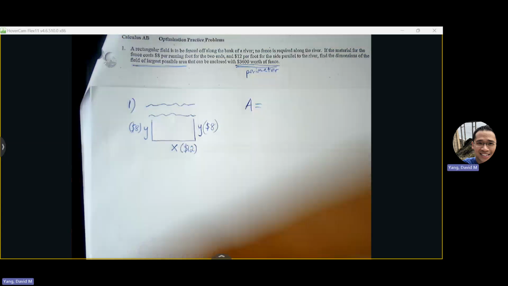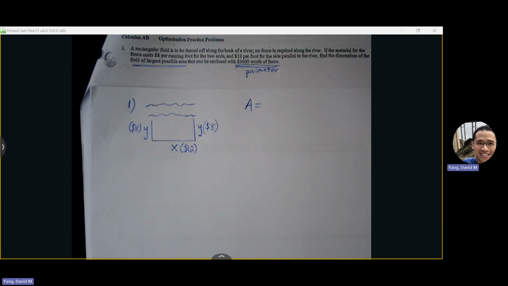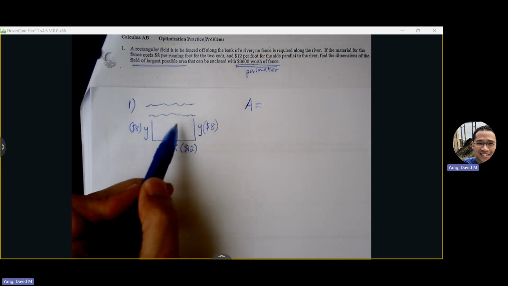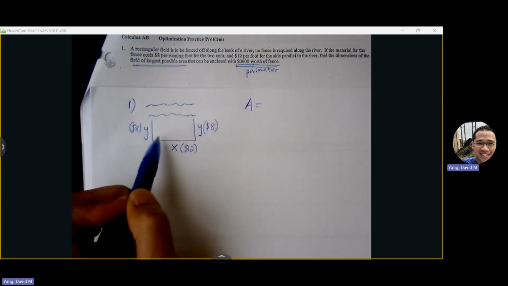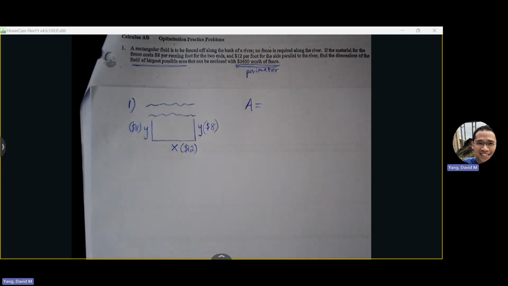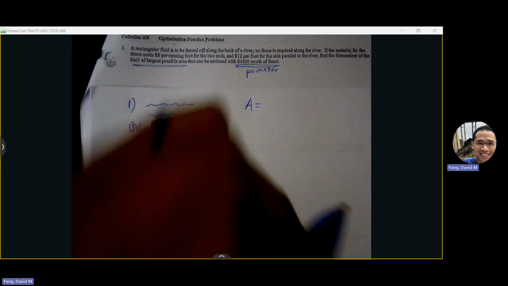Okay, so let's build the area. The area is not going to have any cost associated with it, okay? Because we're not paying for what's inside here. We're paying for the perimeter, the fencing. So what's the area? XY. Just XY, yeah.